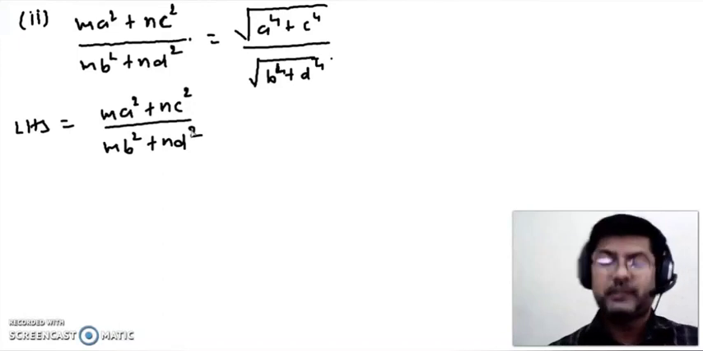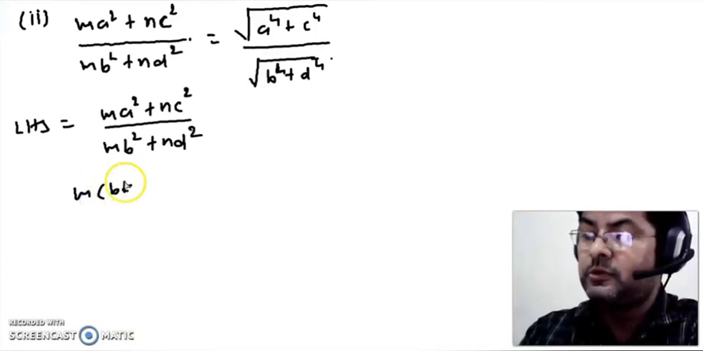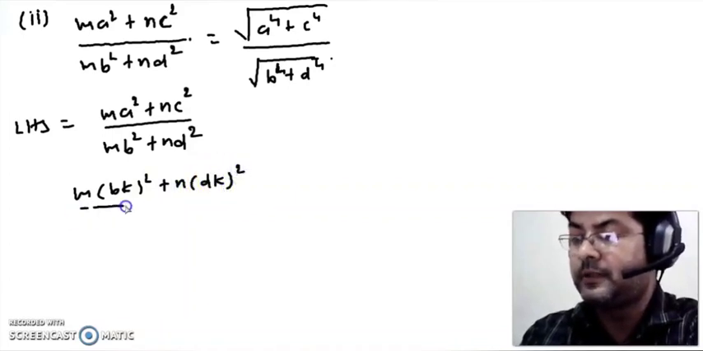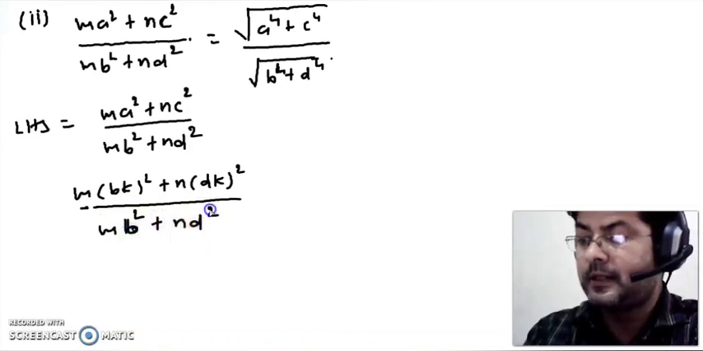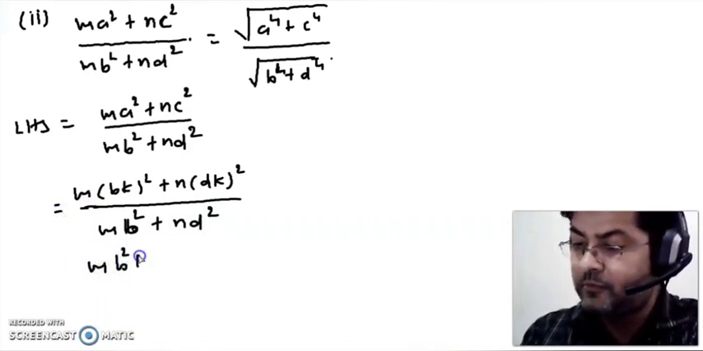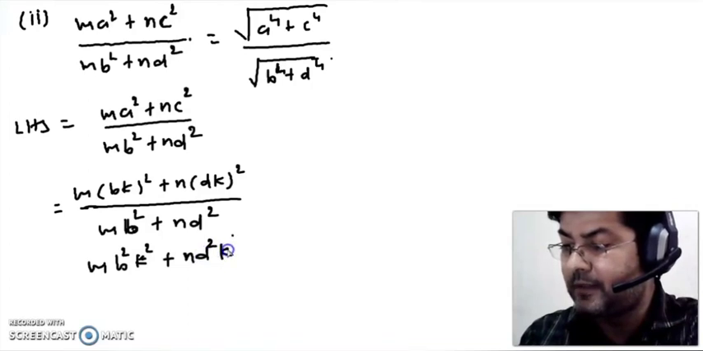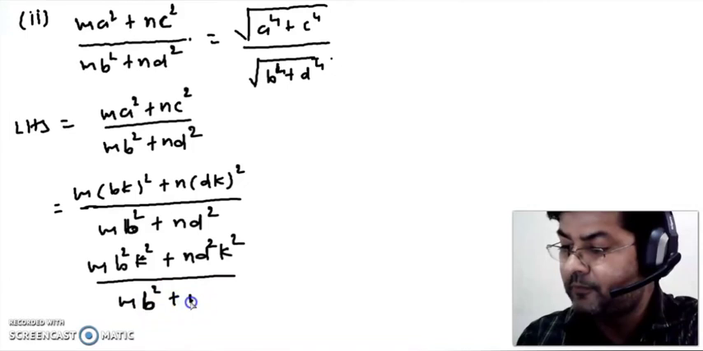Okay, here value of A is BK and value of C is DK, so let us substitute. So M into (BK) square plus N into (DK) square, denominator MB square plus ND square. Okay, so we have M into B square K square plus N into D square K square upon denominator is MB square plus ND square.